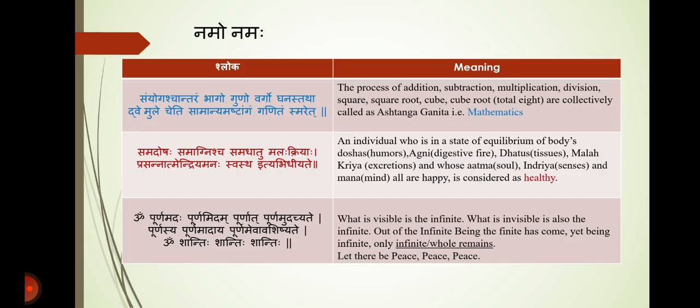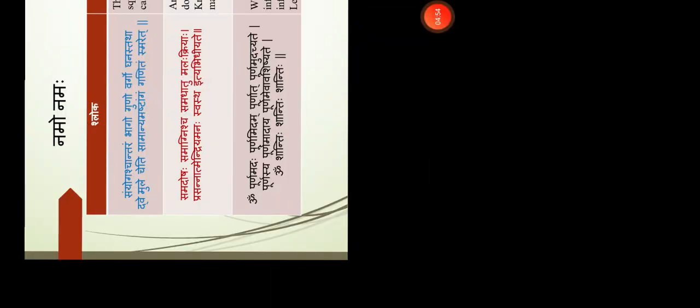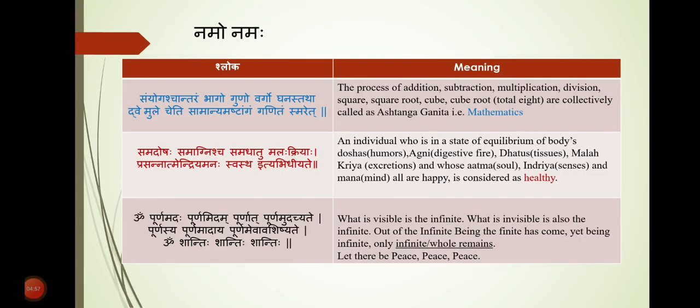What is invisible is also infinite. Out of infinite, being finite comes out, yet what remains is infinite. So this actually tells us about a spiritual thought, how we should deal ourselves. So such a high level thought is conveyed in just 2 lines. So these three examples actually give a diversified area wherein the Sanskrit literature gives us a healthy knowledge framework.